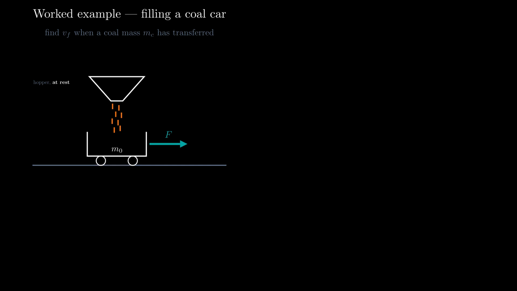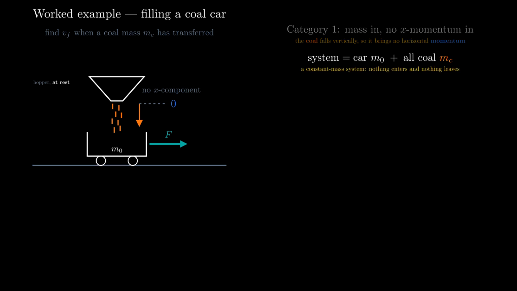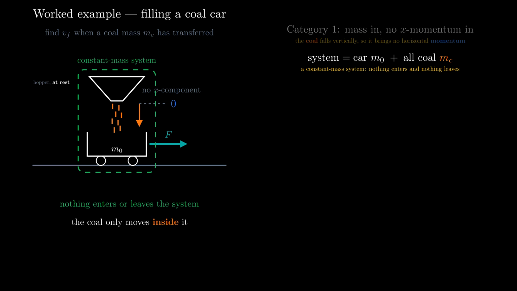First, classify the problem. The coal falls vertically from a hopper at rest, so it arrives with no horizontal velocity, and it transfers no horizontal momentum to the car. This is category 1, mass in with no momentum, the coal version of rain falling into the rolling car. Next, choose a constant mass system, the empty car together with the entire coal mass m_c that will be transferred. With that choice, nothing enters or leaves the system. The coal merely moves from the hopper into the car while staying inside the system the whole time.